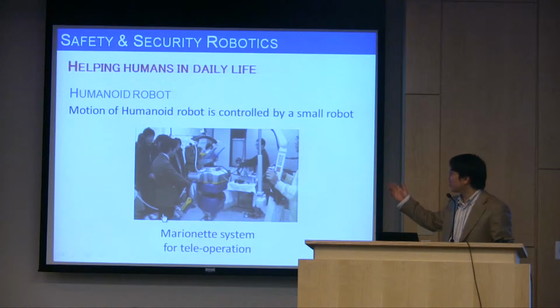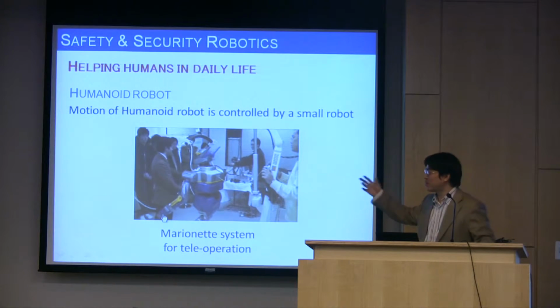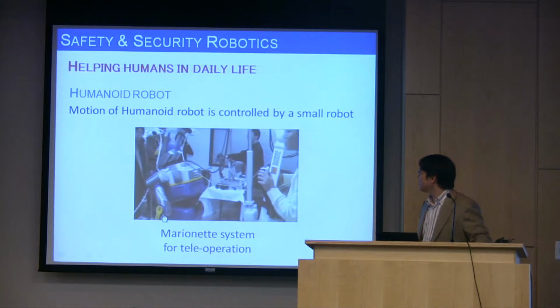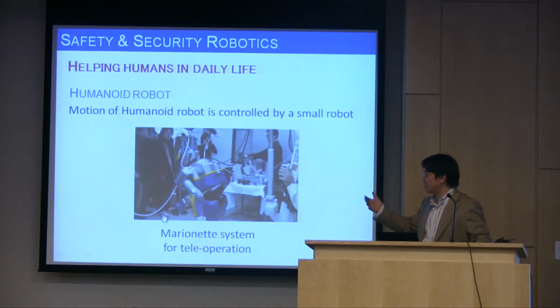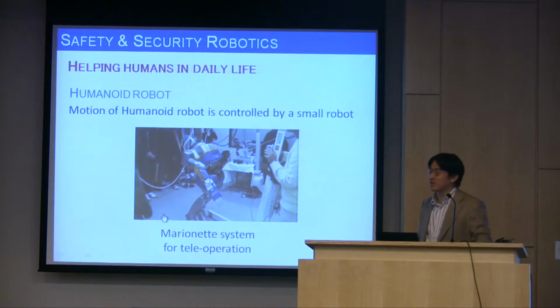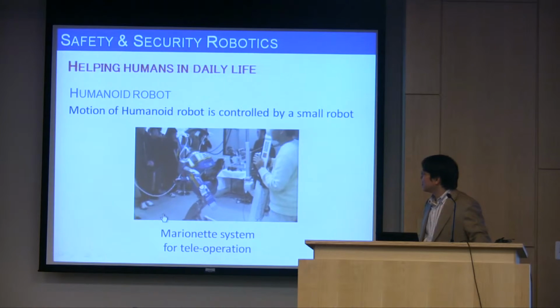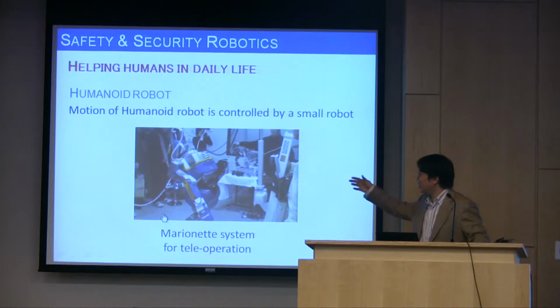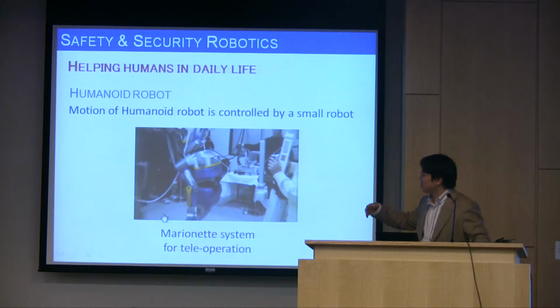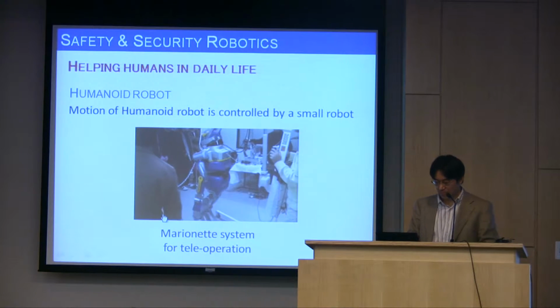In case a human unintentionally appears suddenly in front of the robot, the teleoperator disturbs the motion of the small robot. Then this humanoid robot also stops. So after the human is removed, the robot starts its motion. We call it the marionette system.